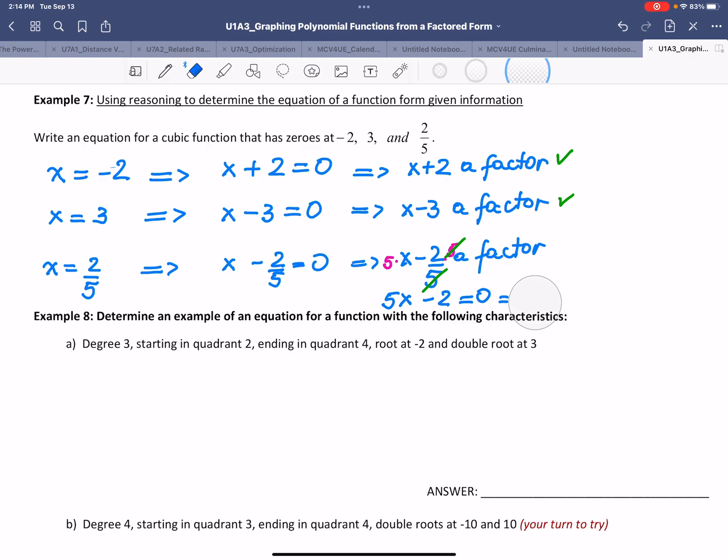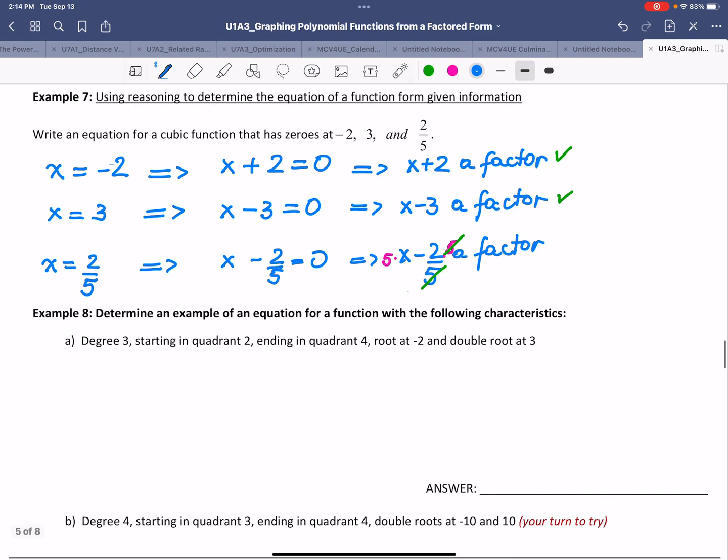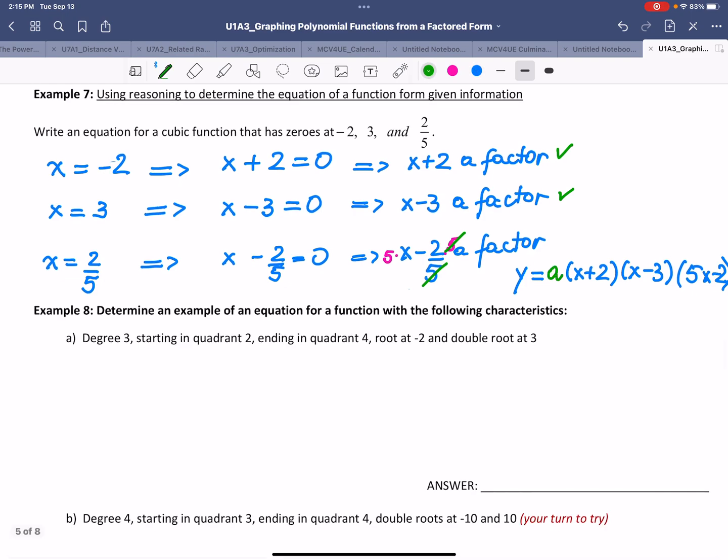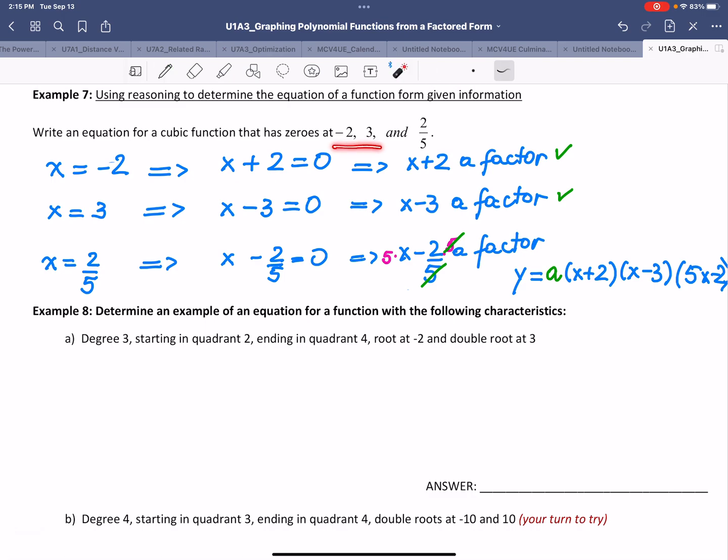So therefore, we're all set with the coefficients, and all we have to do right now is put them together in an equation. So the polynomial function will be in the form y equals x plus 2, x minus 3, and 5x minus 2. In order to generalize this equation, we're going to throw in a coefficient a, right? A polynomial function with the indicated roots will be in the form y equals a, where a is a numerical coefficient, times x plus 2, x minus 3, and 5x minus 2.